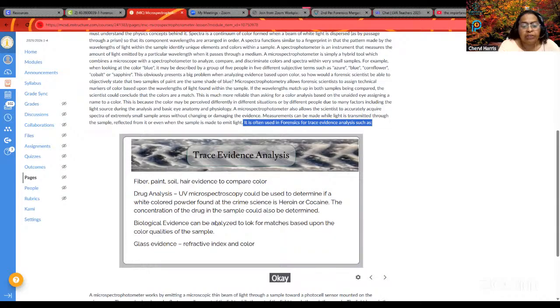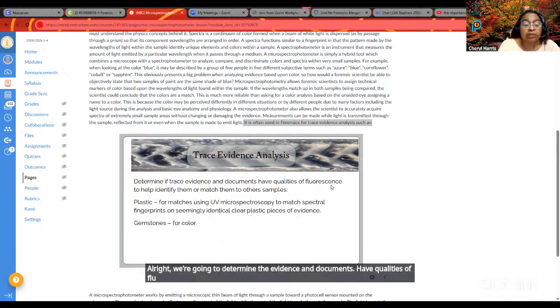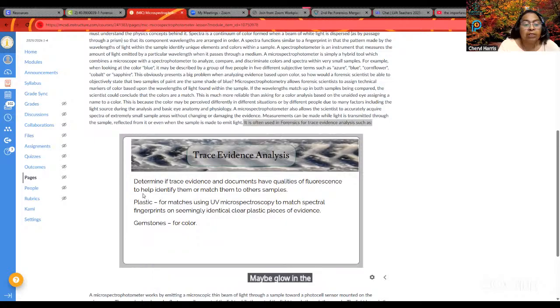Okay, biological evidence: blood, sperm, secretions, saliva. All right, glass from a car window, a person's glasses, all those types of evidence. All right, we're going to determine the evidence and document have qualities of fluorescence. That means they glow in the dark, to help identify them and match them to other samples.